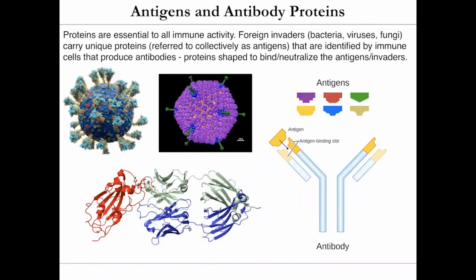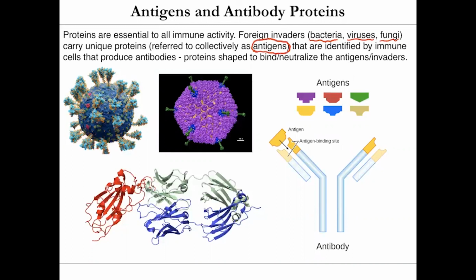And lastly, I also just wanted to mention proteins are essential to all immune activity. Proteins are what make antigens and antibodies, which is basically how you fight off infection. When foreign invaders come into your body, usually bacteria, viruses, fungi, or protozoa, they will carry unique proteins on the outside of their cells, or that are released by the bacteria or virus or fungi. All of these proteins carried by the foreign invaders are collectively called antigens. Any protein that could elicit an immune response is called an antigen.